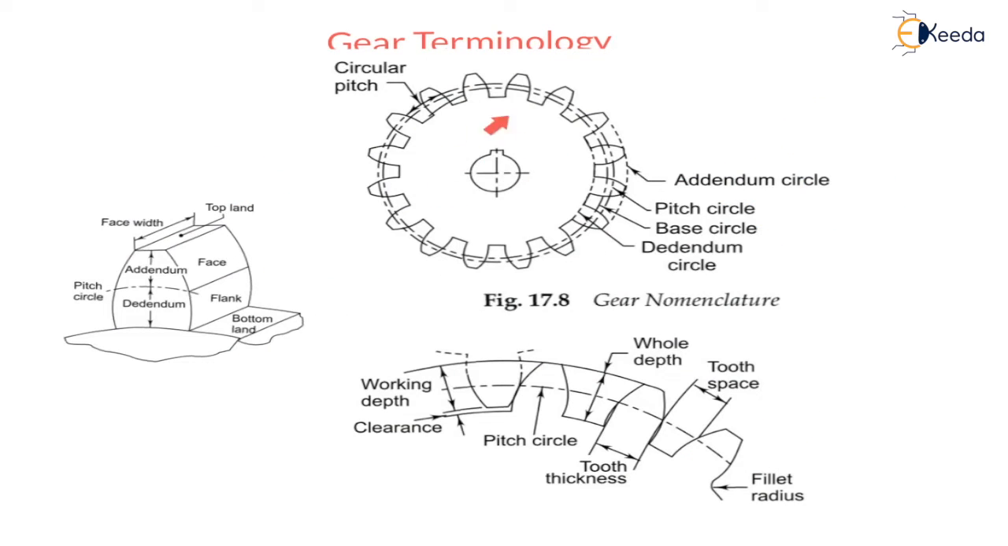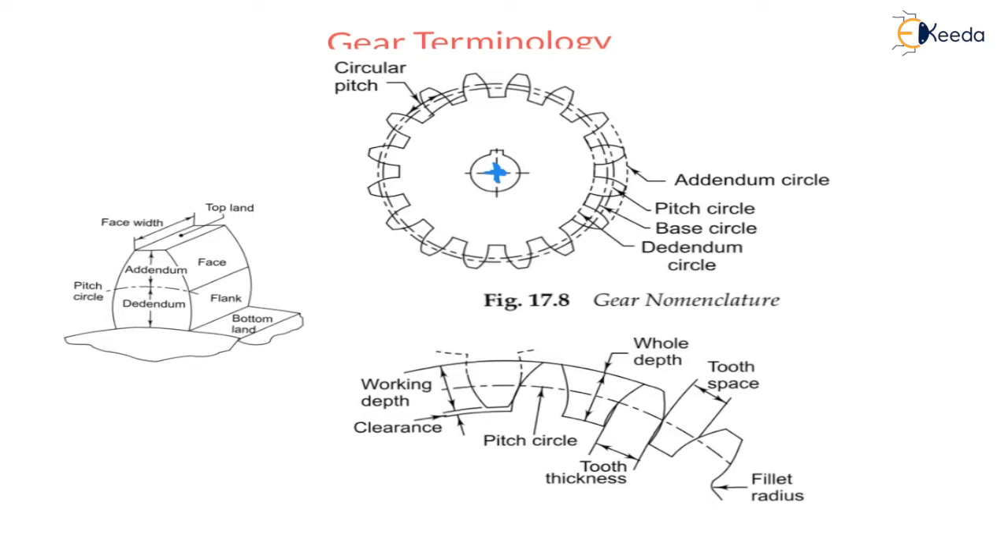Now in full view, this is a gear, the total gear, and some parts are given for the mating gear. This is a mating portion and this is a gear. I have taken this image from VV Bhandari, therefore you will find here figure number 17.8. I have taken these images directly from the VV Bhandari book, which is a very good book for machine design. Now this is the center of the gear.